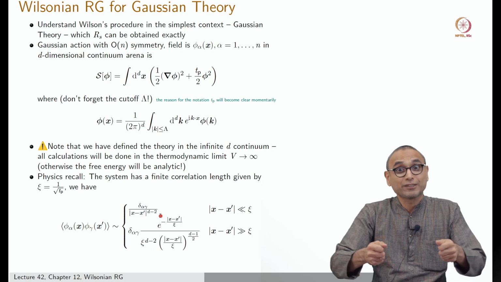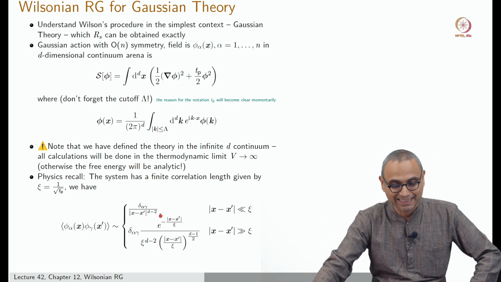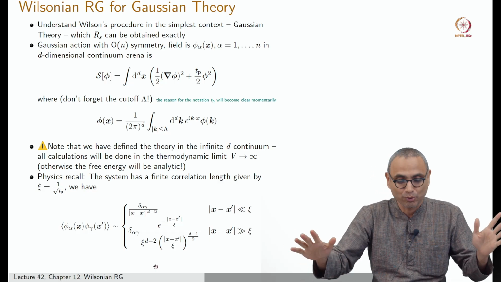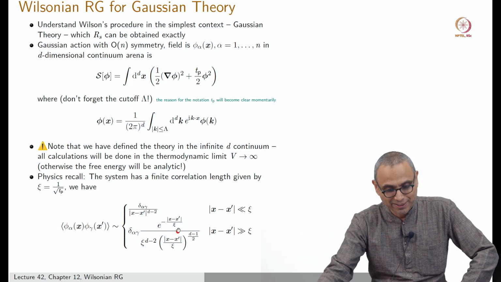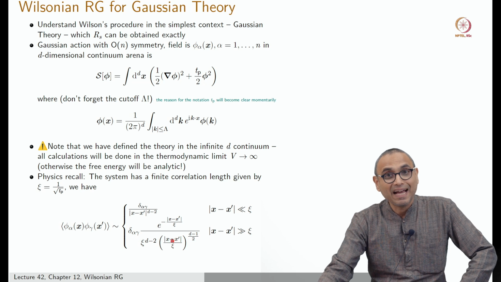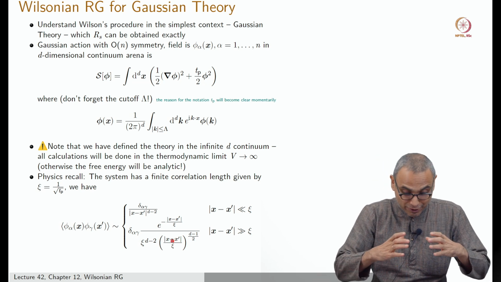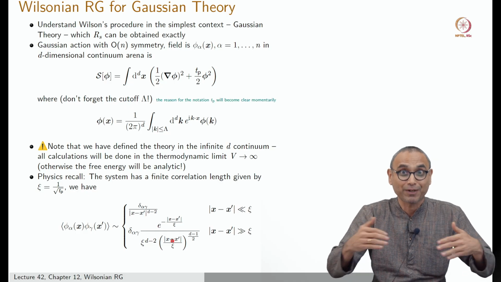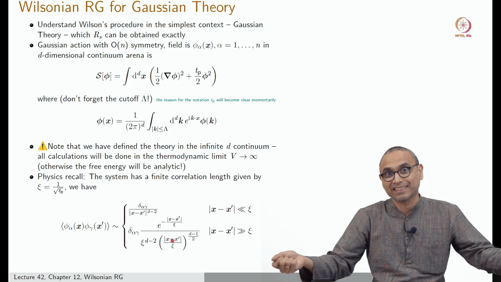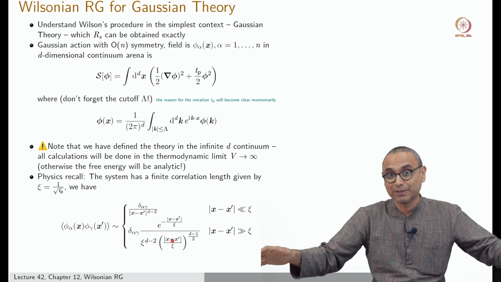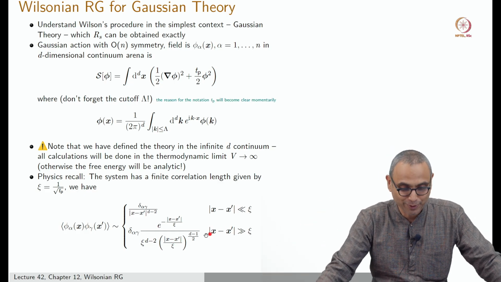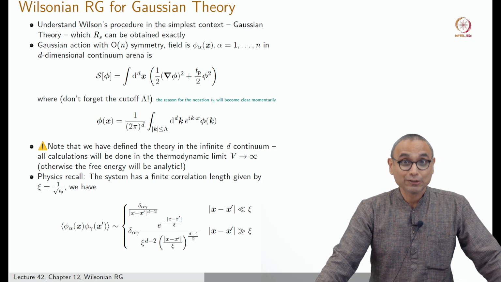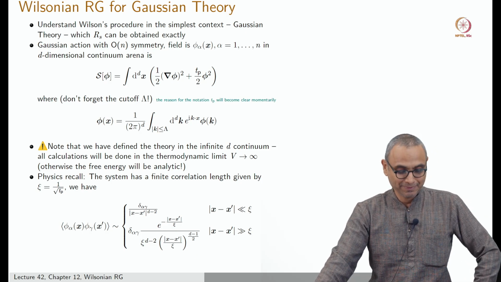Whereas if you are on scales much larger than xi, then you will see that this system has exponentially dying correlations. So that is what is governed by this. On scales smaller than xi, it looks like a power law system, and on scales larger than xi, it looks like a system with short range correlations, if you wish, with correlation length of xi. So this is the physics.